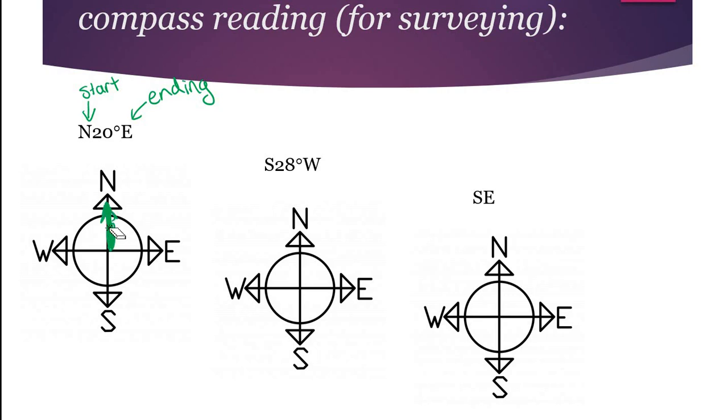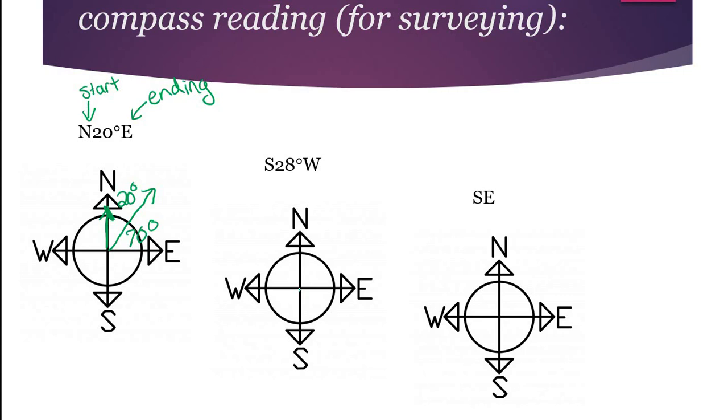Oops. It's a little too thick. There we go. So we're starting at north, going towards east 20 degrees. And again, if we are going to label other things, we know then that this has to be 70 degrees. Sometimes we care about that, sometimes we don't.